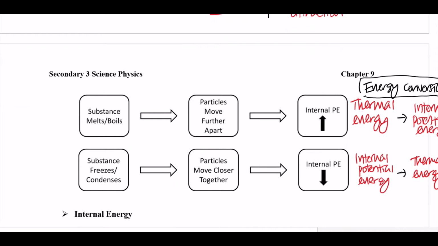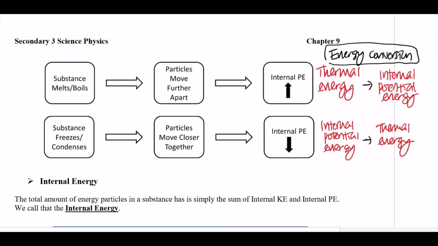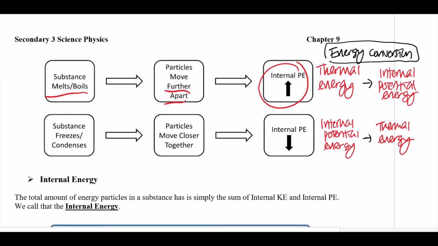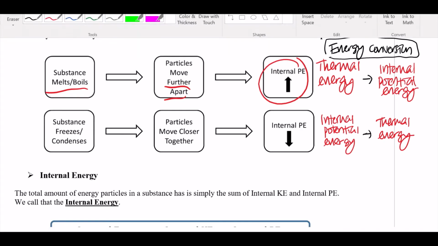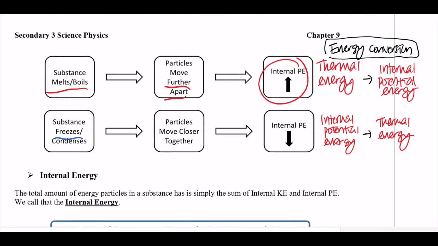Okay, so here's a quick summary. As the substance melts or boils, the particles move further apart, and as a result, internal PE increases. Now at the opposite end, the opposite of melting is freezing, right? The opposite of boiling is condensation. So as it cools down, as the substance freezes or condenses, during these two processes, the particles come closer together. Internal potential energy decreases.